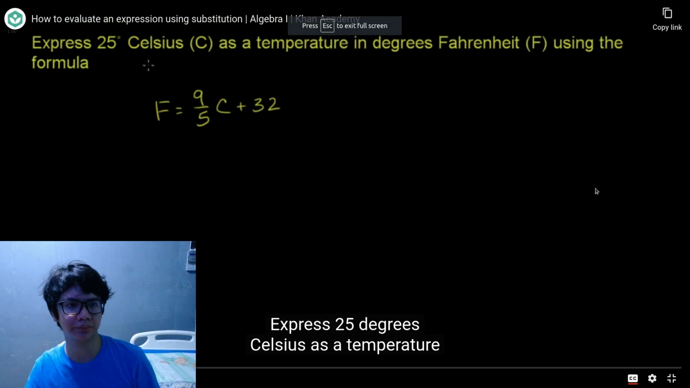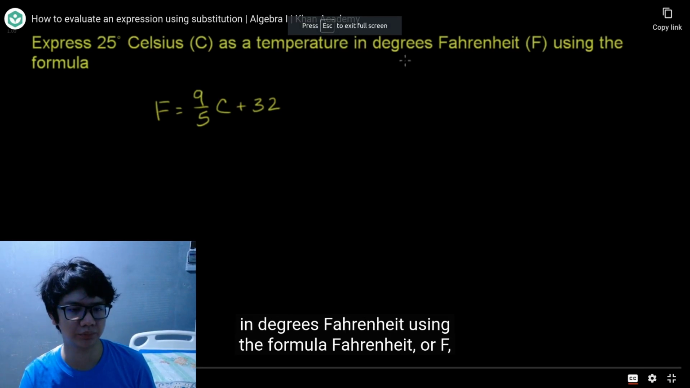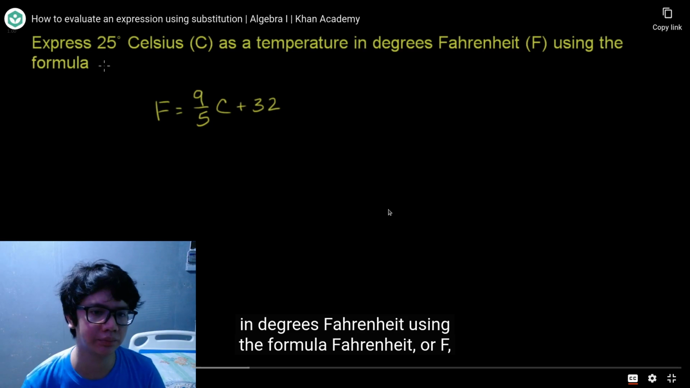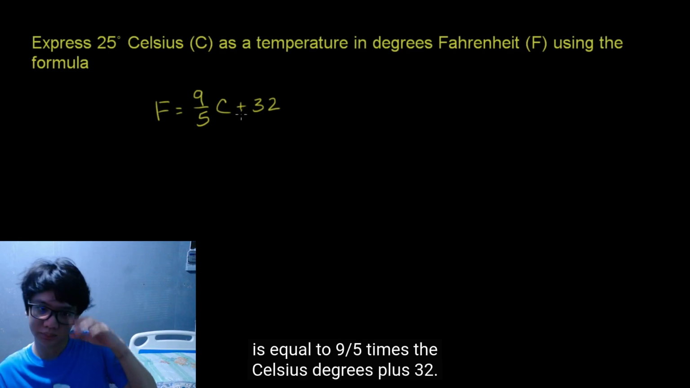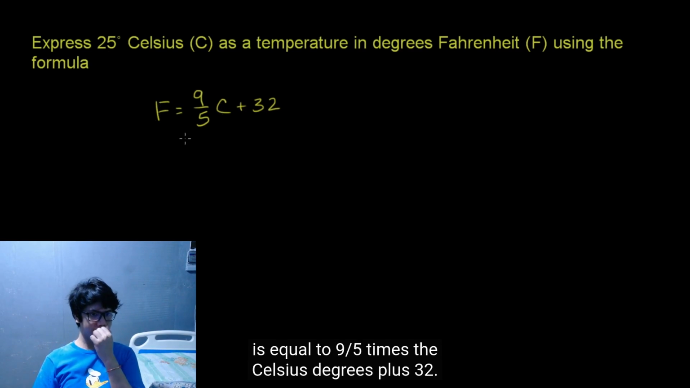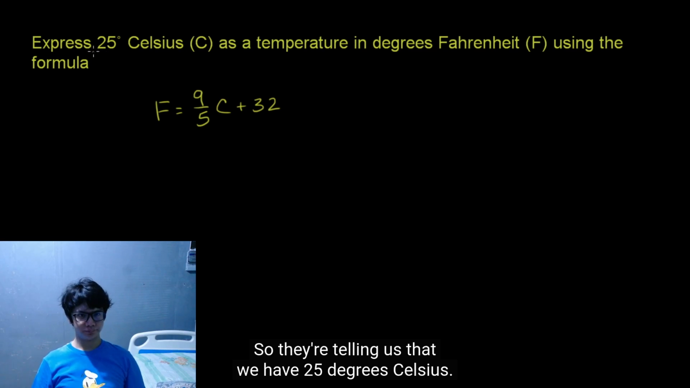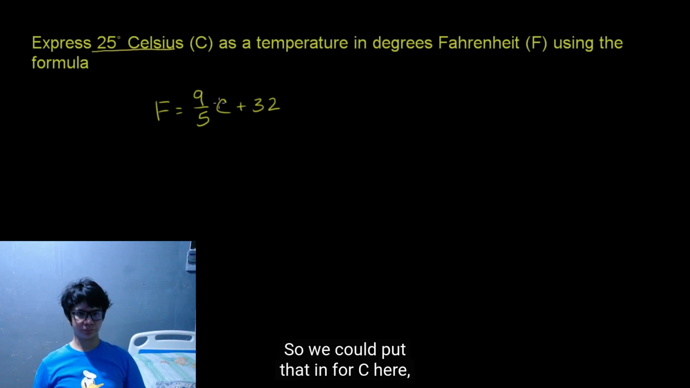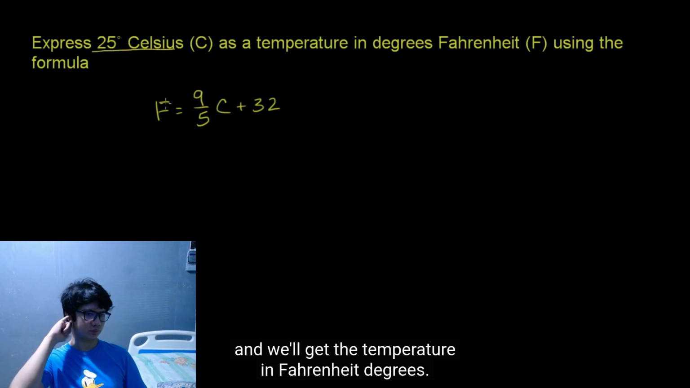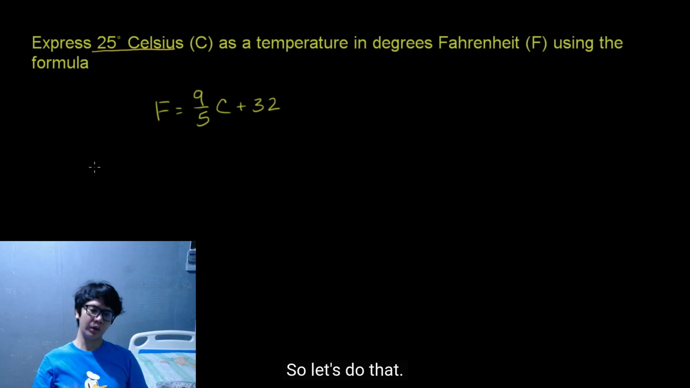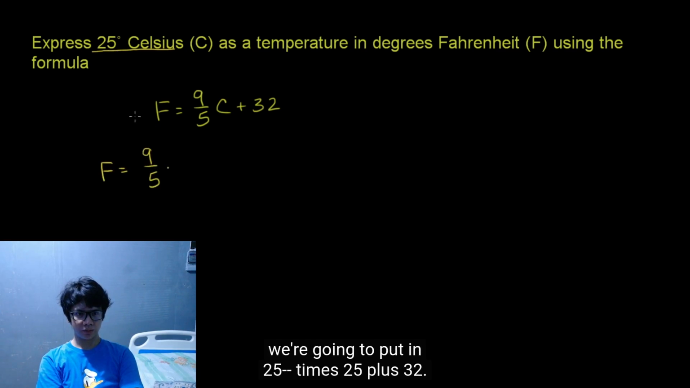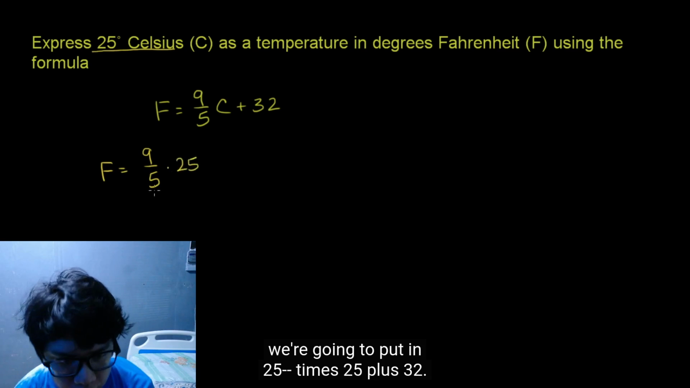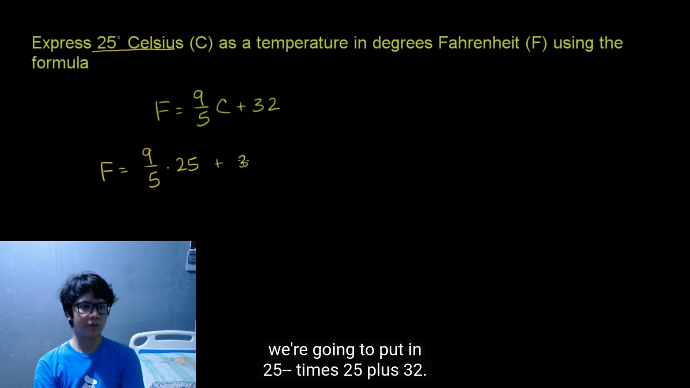Express 25 degrees Celsius as a temperature in degrees Fahrenheit using the formula Fahrenheit, or F, is equal to 9/5 times the Celsius degrees plus 32. So they're telling us that we have 25 degrees Celsius. So we could put that in for C here, and we'll get the temperature in Fahrenheit degrees. So let's do that. F is equal to 9/5 times, now for C, we're going to put in 25, plus 32.